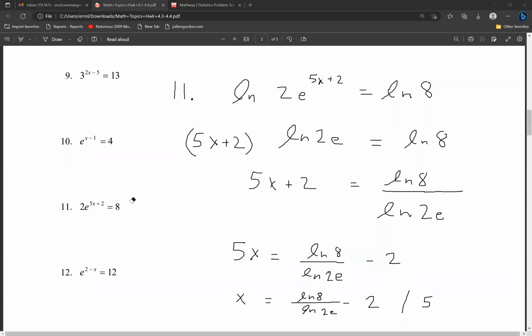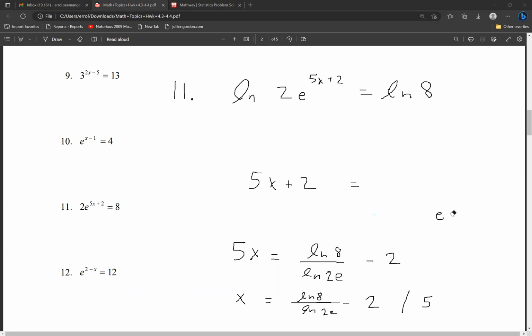Oh, I think I wrote the e in the wrong place. Ln 2e. 5x plus 2 equals ln 8. Yeah, 2e. Okay, so I messed up on this line right here. Let's redo it from right here. I think I wrote the wrong thing there. Let's do that one again.